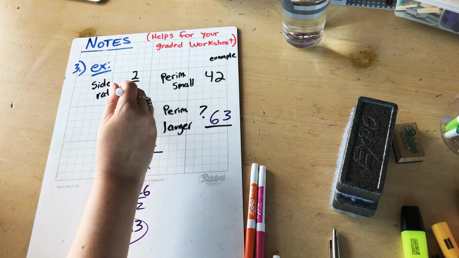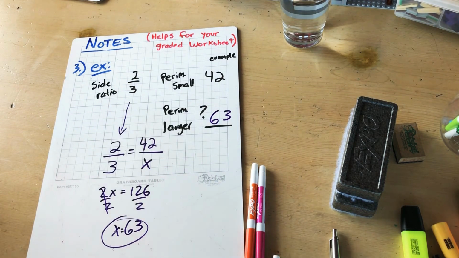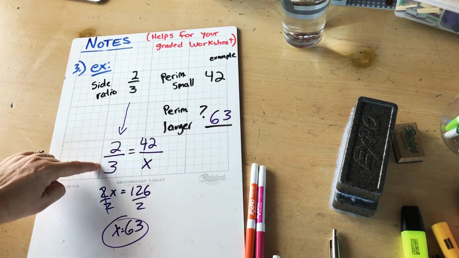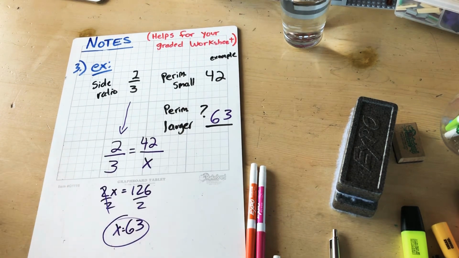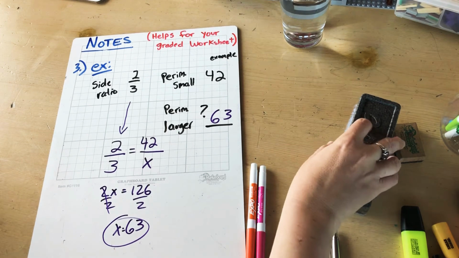So perimeter is easy. You don't change the ratio. However, be careful with area. Area, you do change that ratio. A lot of you are not. You're just going, oh, 2/3. You're going to change it.